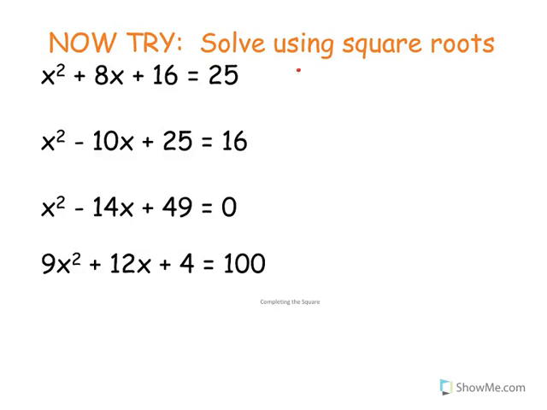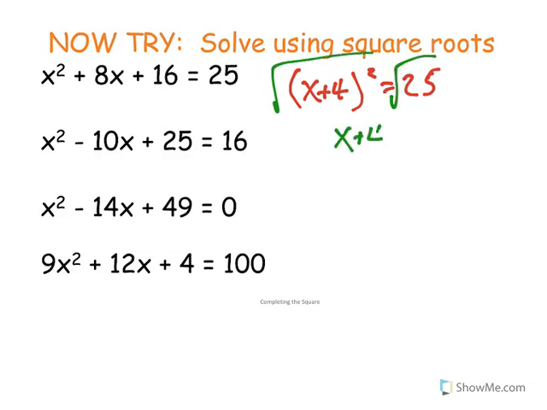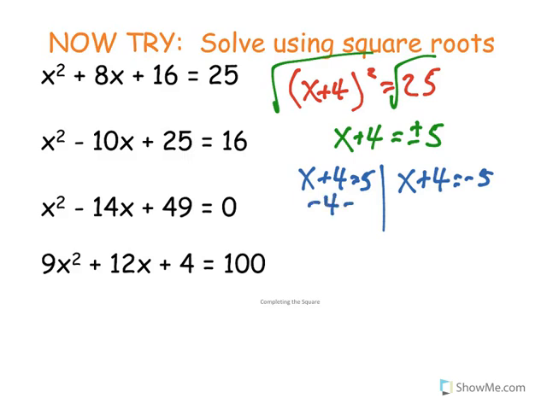So for the first one, it should be the quantity x plus 4 squared equals 25. Right, which gives me x plus 4 equals plus or minus 5. Now we'll split. I get x plus 4 equals 5. I get x plus 4 equals negative 5. So one of my solutions is x is equal to 1. And one of my solutions is x is equal to negative 9.